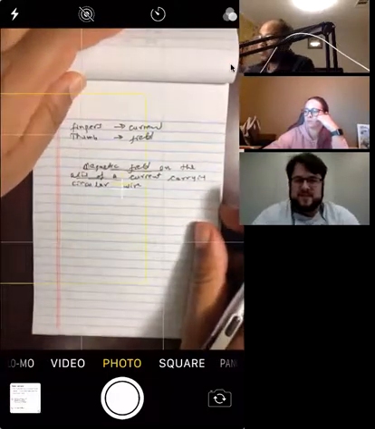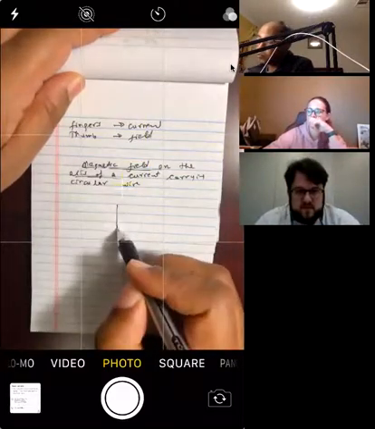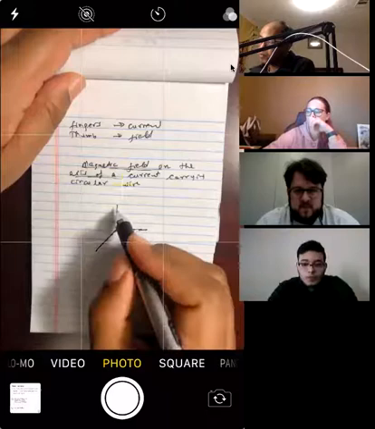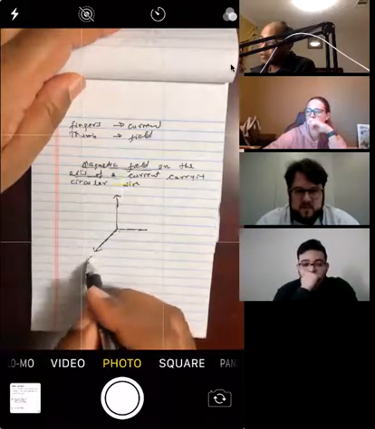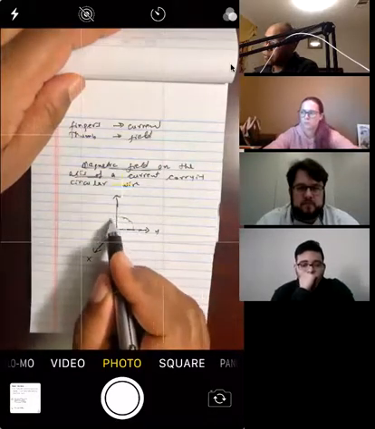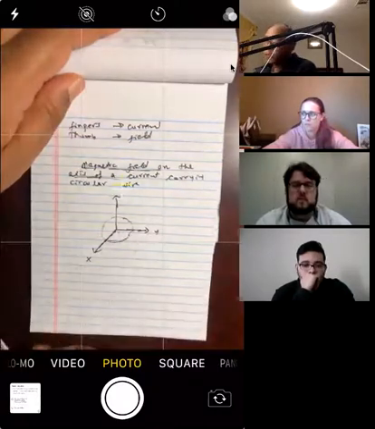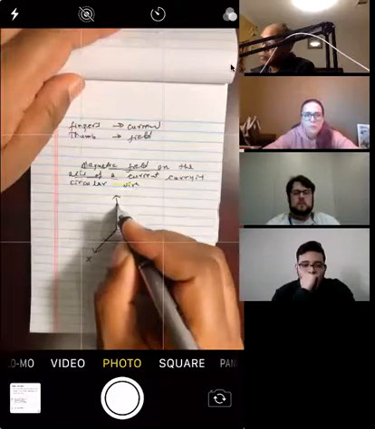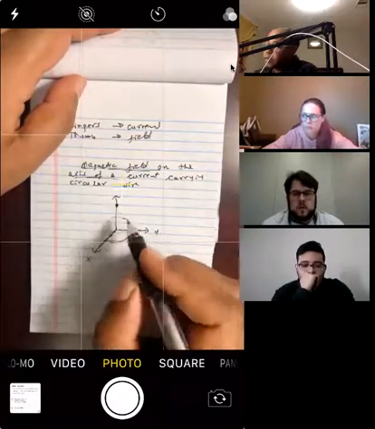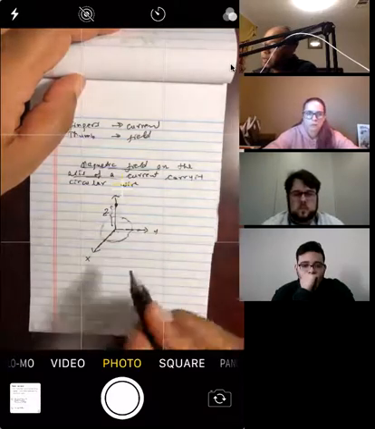Okay, magnetic field on the axis of a current carrying circular wire. So let's say we have this axis over here. Let's say it's the z-axis. This is the x, this is the y. Let's say we have a circle over here, maybe of radius r. We want to calculate the magnetic field on the axis of the circle. So let's say this is z over here, and this is r over here.